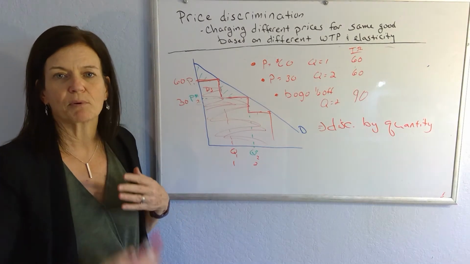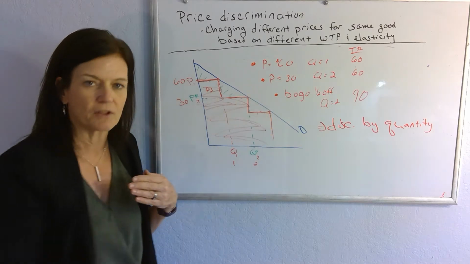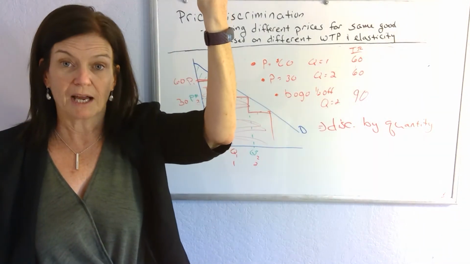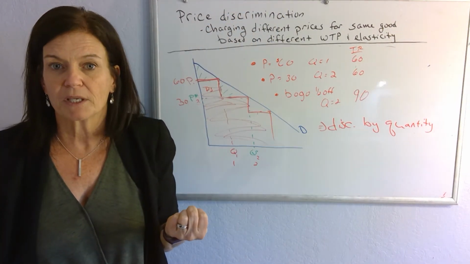So we want to drop the price for successive units. You're willing to pay a lot for the first one, you're willing to pay less for the second and less for the third because of diminishing marginal utility. We want to find a way to charge you a lot for the first and then charge you less for the second. So buy one, get one half off is a perfect way to do that.